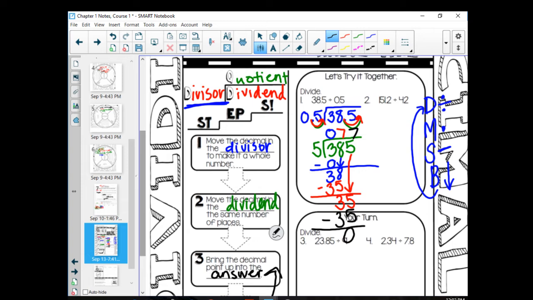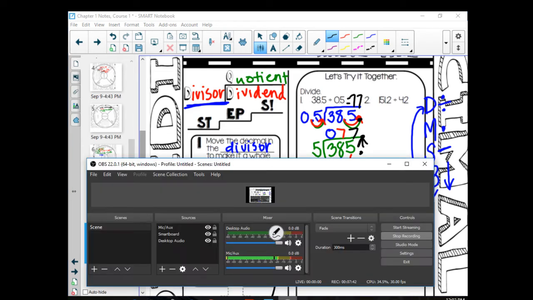So we divided, and now I bring my decimal straight up. So I moved my decimal to here. I like to keep it so it's really just 77, but I like to keep the decimal since we're working with decimals. So 38.5 divided by 0.5 is 77. You can put the decimal or you can not put the decimal. Completely up to you.